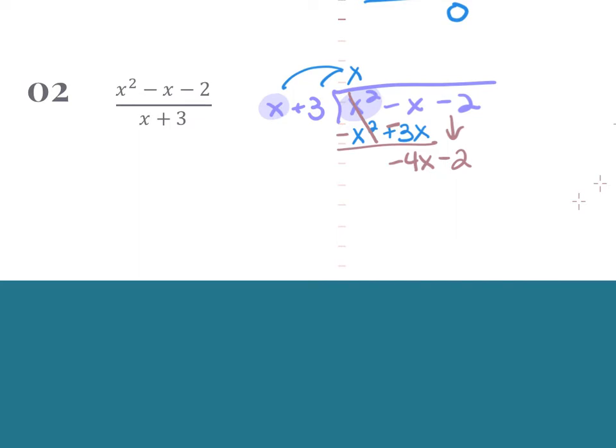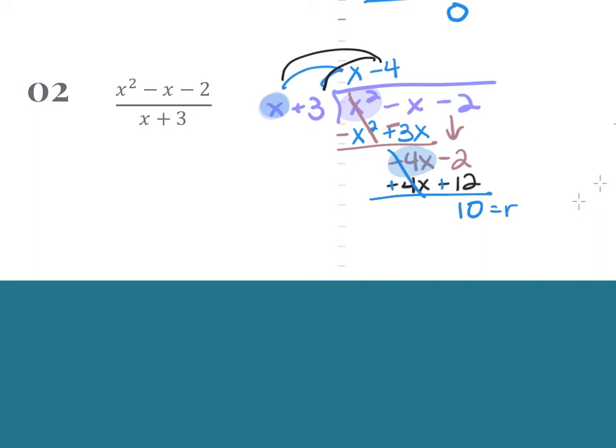Now, on the top, I look at first and first again. What do I have to multiply x by to get -4x? -4. And I multiply that times each of the terms on the outside. Sorry, -4 times x is a -4x. -4 times 3 is a -12. Change your signs. Add. First column cancels like it's supposed to. -2 plus 12 is a positive 10. This time, I have a remainder.